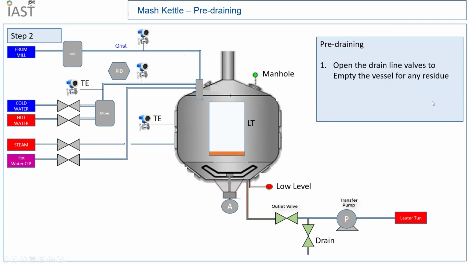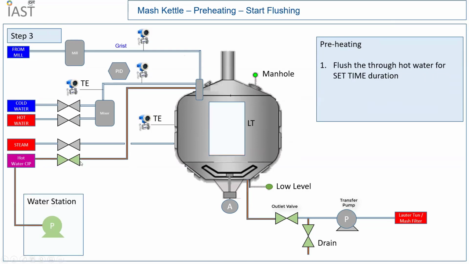In step number 2, it's a pre-draining. You can see in the animation the outlet valve and the drain valve are open. This is to empty the vessel of any residue present. This is followed by the preheating. The hot water is taken from the water station and it is flushed through the tank to a drain.